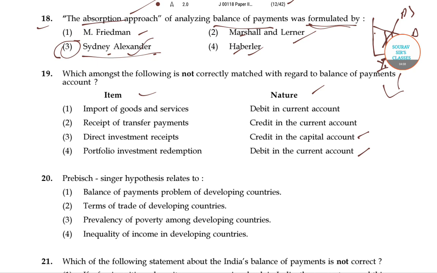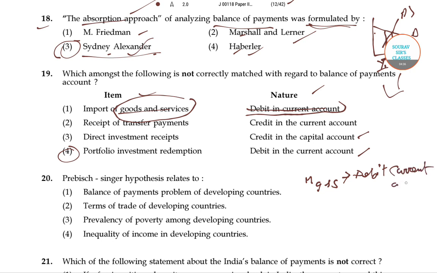So for this reason, we know for question number 19, the right answer is option 4. We know import of goods and services is basically debit in current account. Whenever we import goods and services, it is debit in current account.